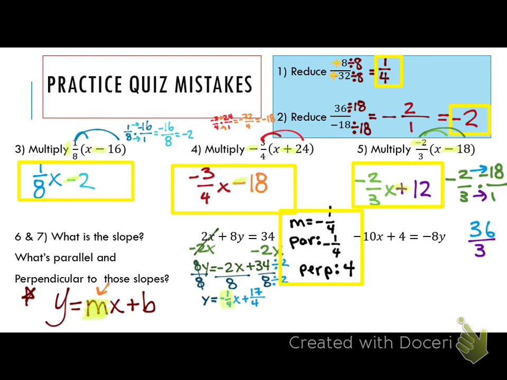So remember that parallel is the same slope. So they're the same number, negative 1 over 4. Perpendicular is the opposite sign. So our original slope was negative, perpendicular was positive. And then you flip it.